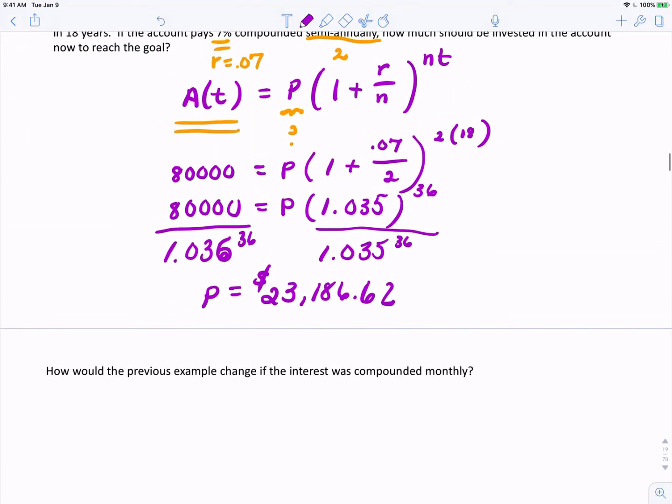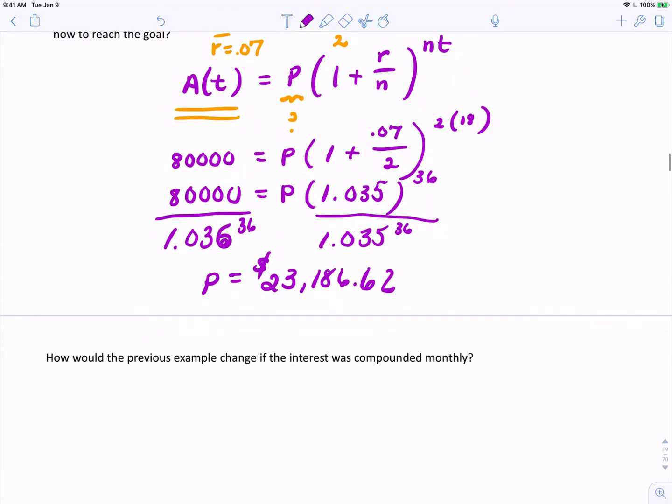All right. I'm going to let you figure this one out yourself. I'll help you get set up. How would the previous example change if the interest was compounded monthly? So everything else is going to stay the same, except now n is equal to 12 instead of 2. And so how would that change our initial investment?